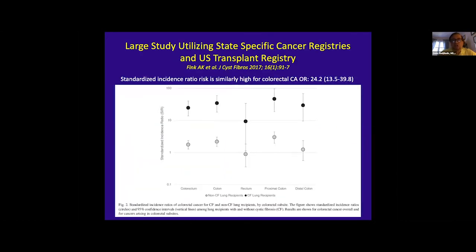And this was done also by the study by Think that we discussed before. So Think got some of the US transplant registry and state-specific registries, and you can see for the colorectum, they found pretty much a similar odds ratio, 24. 30 and 24 is a little different, but not that much. It's the same order of magnitude. And again, you can see that rectum is the only one that didn't have statistical significance, but colon, proximal colon, distant colon, they were all significant. So this gave more credence to the fact that this is a real thing and a significant increase in the risk of cancer.